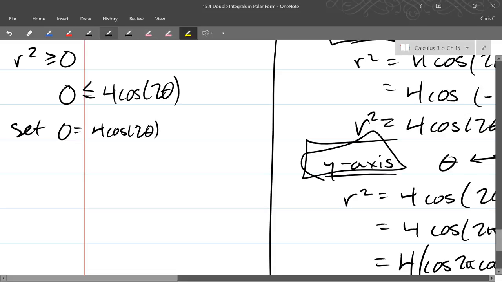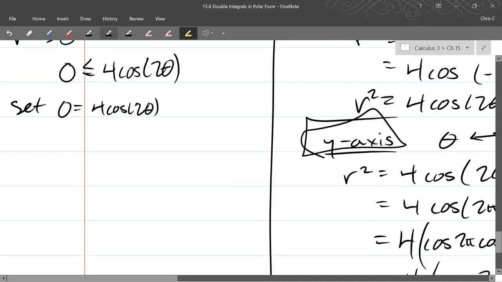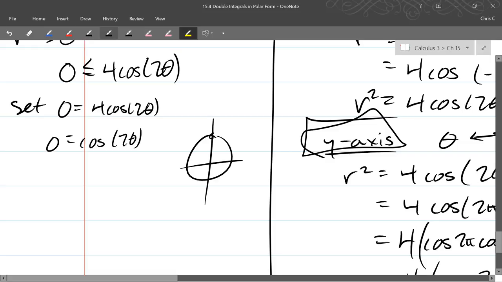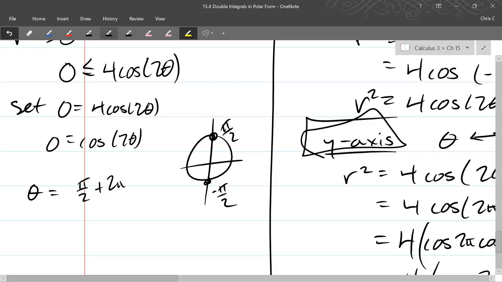So we're going to set 0 equal to 4 cos 2 theta and divide by 4. So cosine is 0 at pi over 2, negative pi over 2. Or I could just write pi over 2 plus, not 2 pi k, plus pi k, because each of these are separated by a rotation of pi.